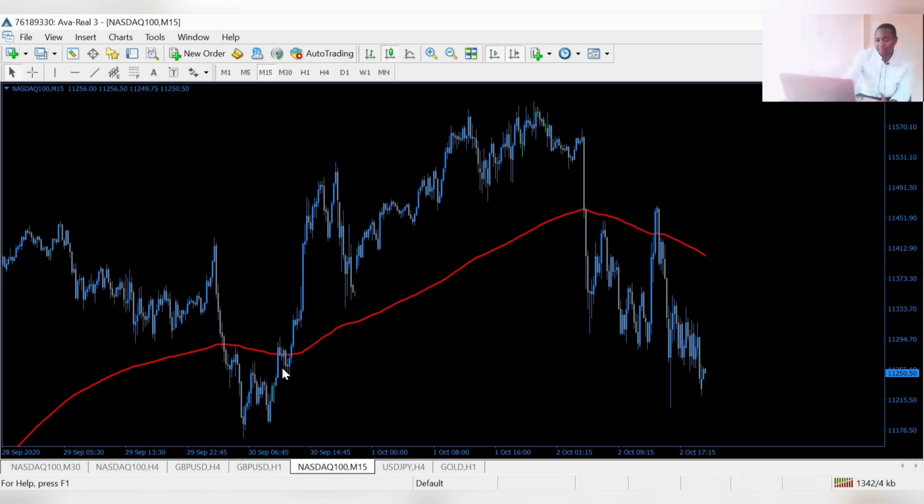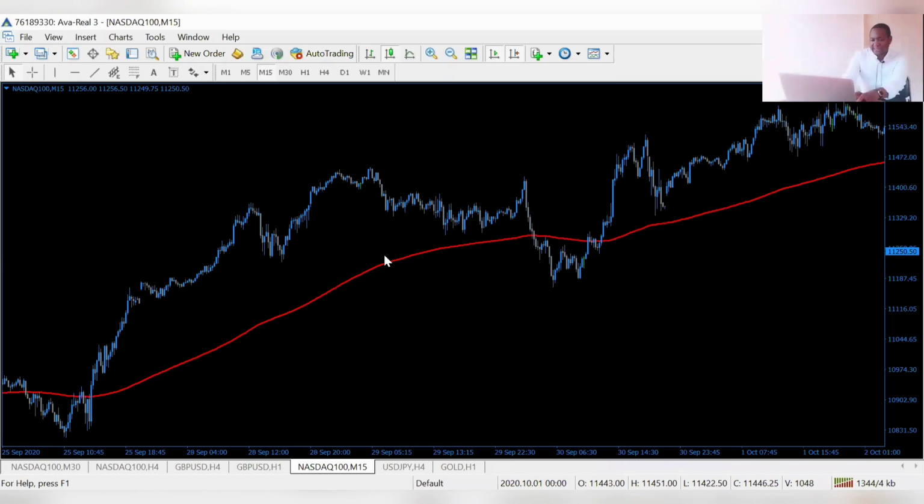So right at this point, let me just take one of my highlighters here. Right at this point, it just acted as a support. Right at this point, it acted as a resistance. Here it just acted as it weighing down on the market. Remember, it's a moving average, so it weighs down on the market.